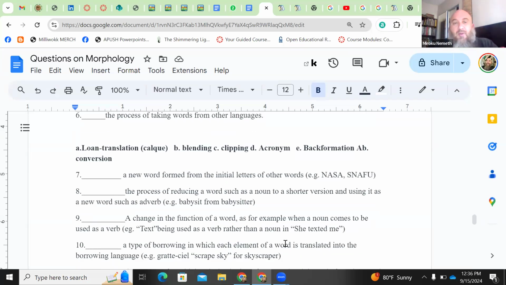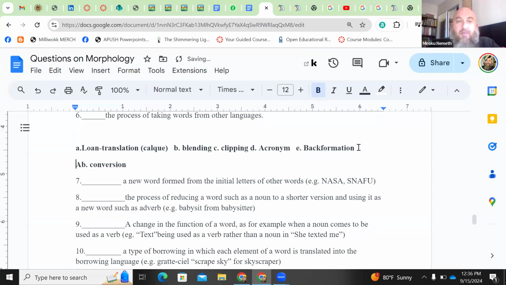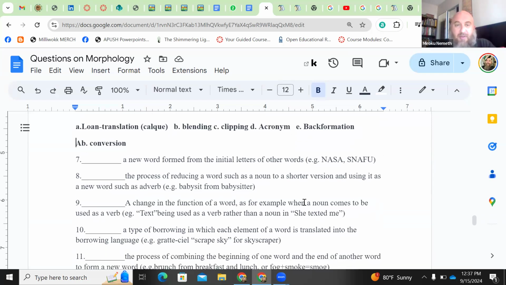Okay, so acronym is a new word formed from the initial letters of other words. NASA, snafu, situation normal, all effed up. Military has a lot of these. Education has a lot of these. We all know acronyms. Lots of them in texting, BRB and all these other things.